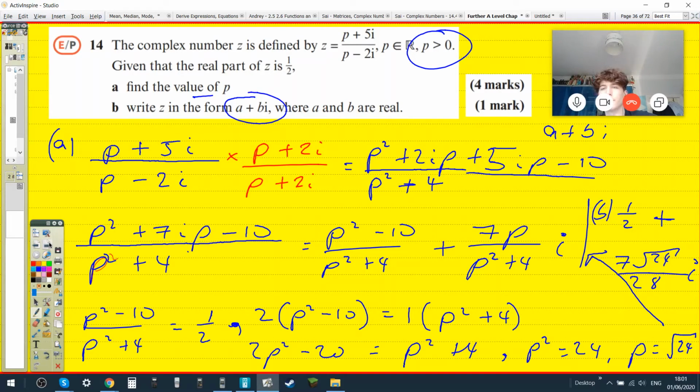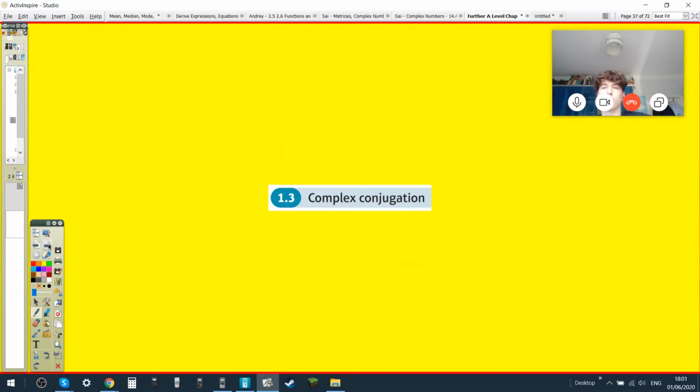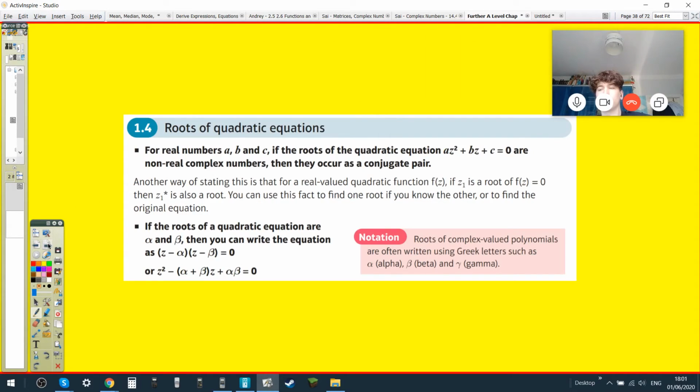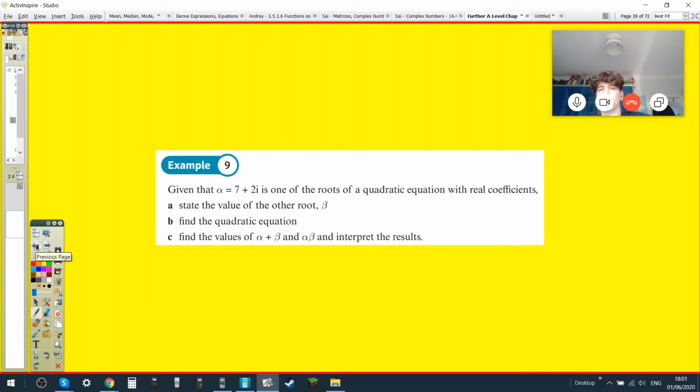Any other questions? Regarding that, no. Okay, so that's a one marker at the end, because you already did the work. Complex conjugation, I think it was pretty good. Yeah, so that's roots of quadratics. We did some of that as well.